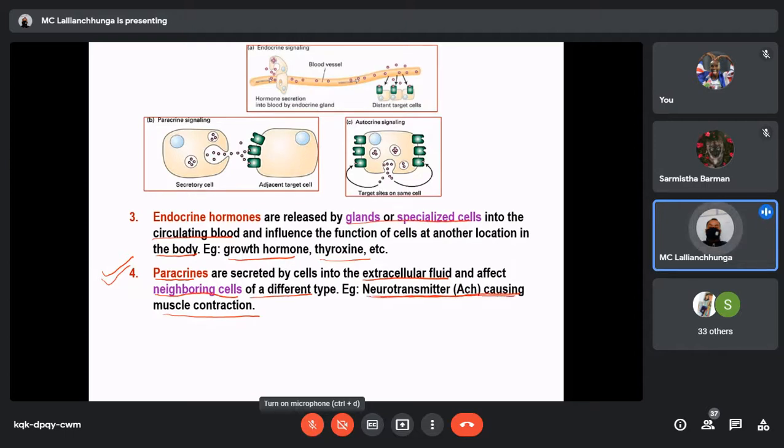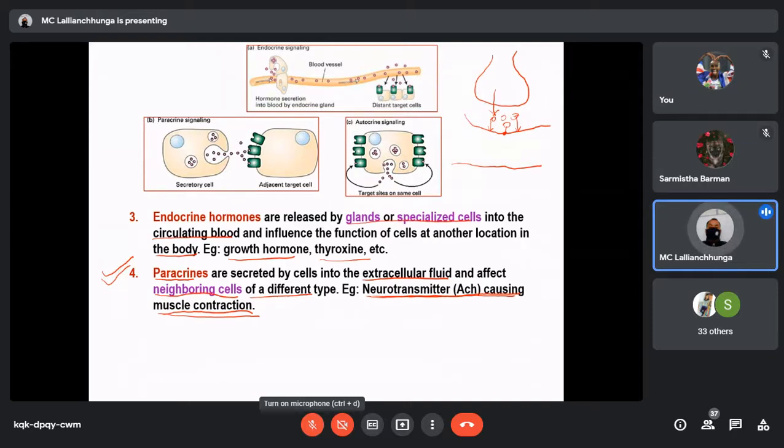For example, neurotransmitter, for example, acetylcholine causing muscle contraction. So this is very clear. For example, this is a nerve ending. Acetylcholine is released. And you already know that in skeletal muscle, this acetylcholine will bind through their receptors on the muscle membrane. And you know that this will open acetylcholine gated channels. Sodium will enter into the muscle cell, and depolarization or action potential will take place. And it will cause muscle contraction, you already know.